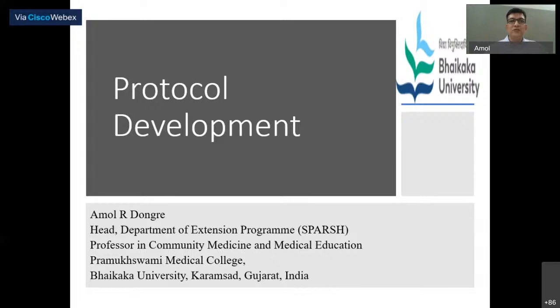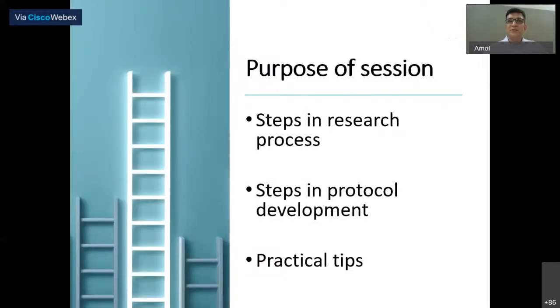Right? The purpose of this session is to take you through the steps in the research process. I'm sure you must be aware of it by this time, but what I'm going to do is link the steps in the research process with the steps in protocol development. And then finally, I'll be sharing some practical tips we have to keep in mind when we are working on our protocol. In between, if you have any question, you're welcome, or you keep your questions ready. And when my session is done, I'll invite you to ask those questions.